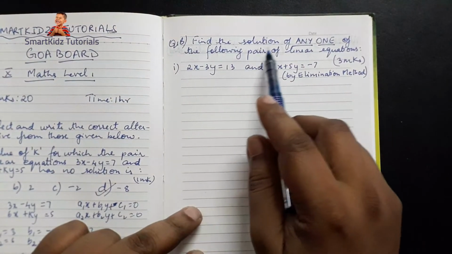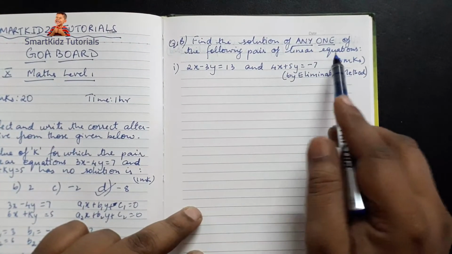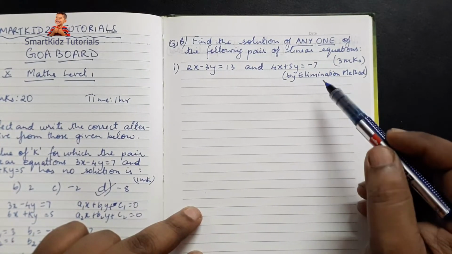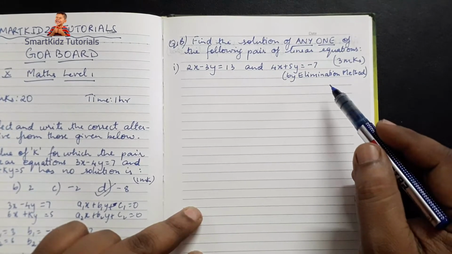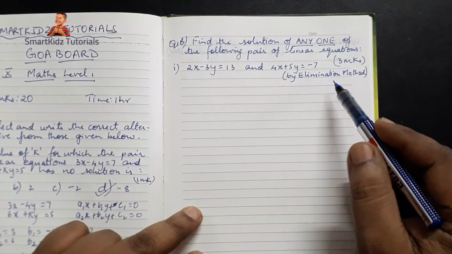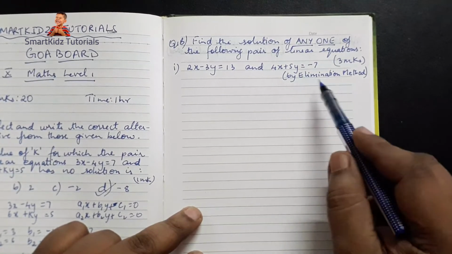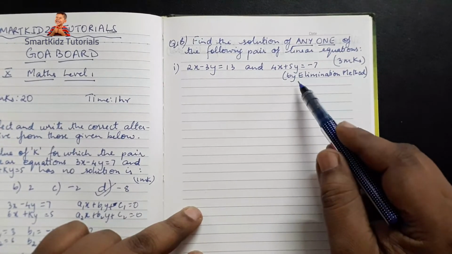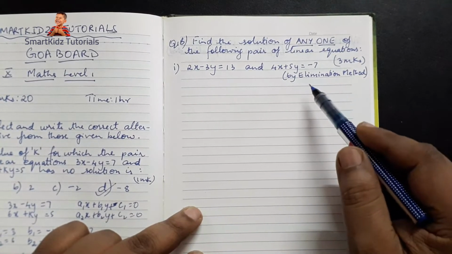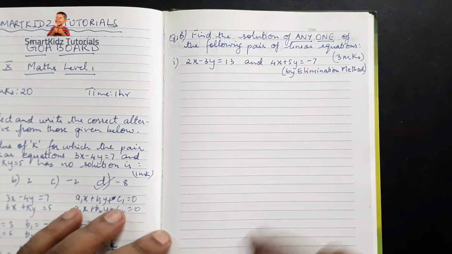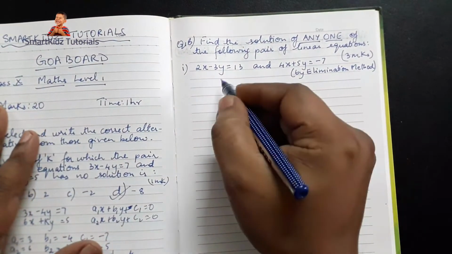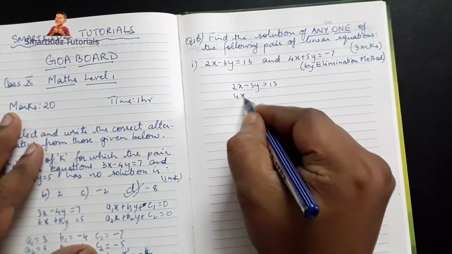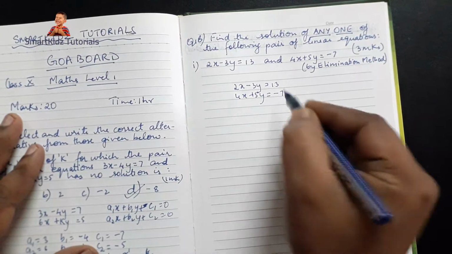Question 1b: find the solution of any one of the following pair of linear equations. This is for 3 marks, and you will get a choice between the elimination method, cross multiplication method, or the substitution method. The first one over here is by the elimination method, or you can choose the other one. Let's begin with the first problem. Write it down again: 2x minus 3y equal to 13 and 4x plus 5y equal to minus 7.